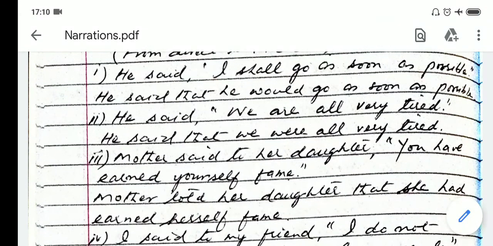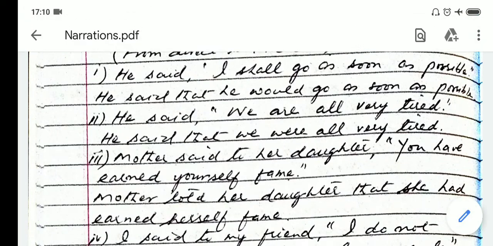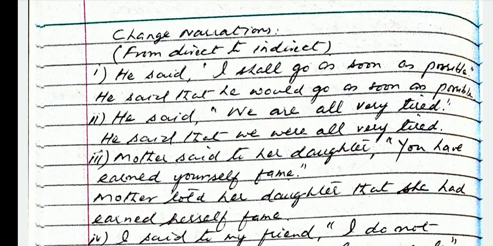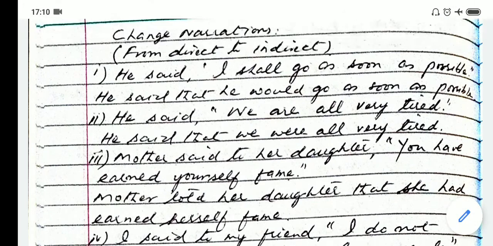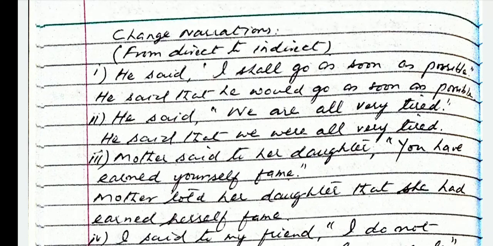He said, "We are all very tired." He said that we were. You can use we, or you can also write they. Are will change into were because according to the rule the simple present tense will change into past tense, since the reporting speech is in the past tense.